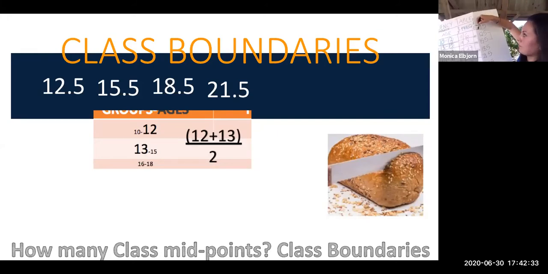So this is where the piece of bread starts. So we cut it here. So we're gonna have some that are below it. And then same goes here. 33 point.